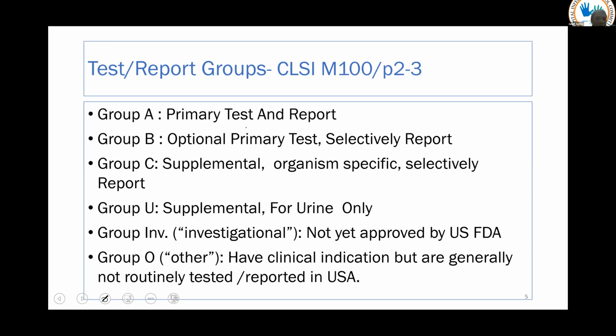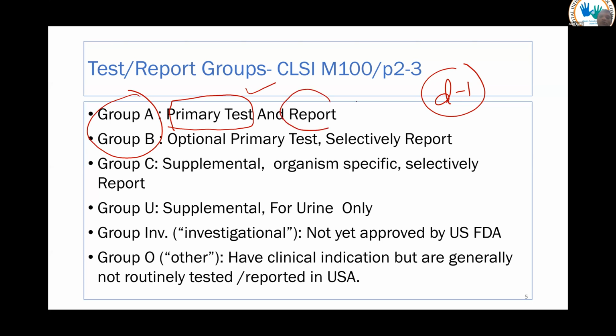What is group A? Group A and B include those antibiotics. Suppose you are testing 10 antibiotics for E. coli in your lab. Your test panel has 10 antibiotics, and those 10 antibiotics can be classified into one of these groups. Group A and B are those antibiotics which you test on day one. Group A antibiotics are the primary test, and they are also reported in the patient's clinical report.